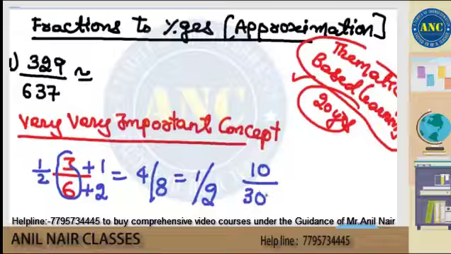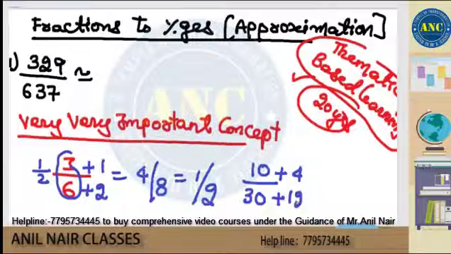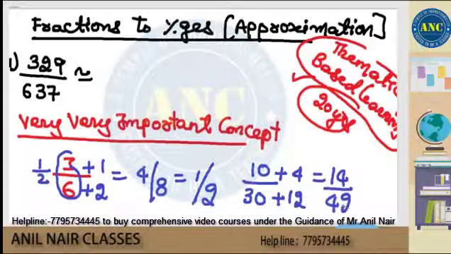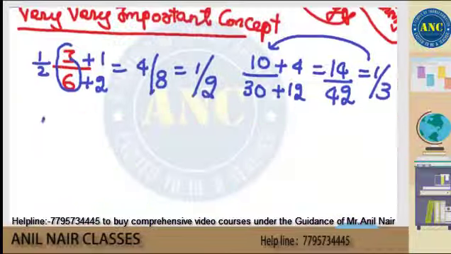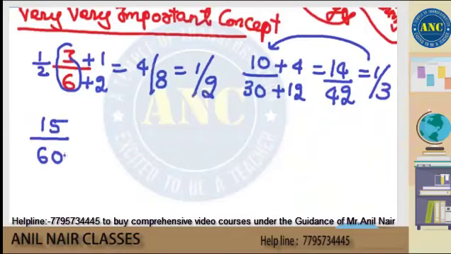10 by 30. Listen carefully. 10 by 30 is in what ratio? 1 by 3. So if I add any number of the form 1 by 3, 4 by 12, it will become 14 by 42. 14 by 42 is 1 by 3, which is the same ratio. You should know this, otherwise it will be very difficult in your arithmetic based DI.